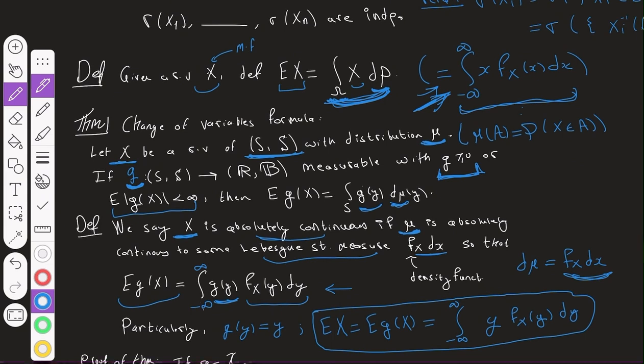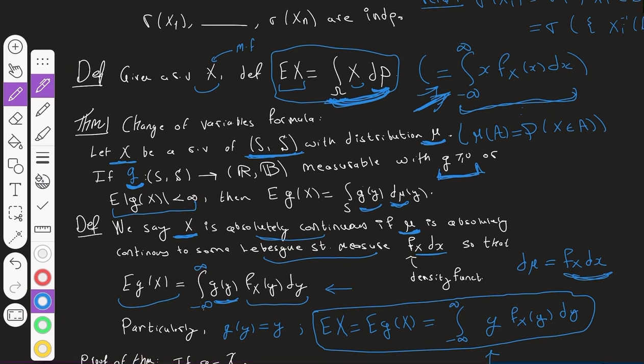So as you see, this formula is actually useful for computation of expected values and so on. It's just like the same thing as this one, but for absolutely continuous random variables. And this is nice. Okay, so let's get back to the theorem and see why it is true.